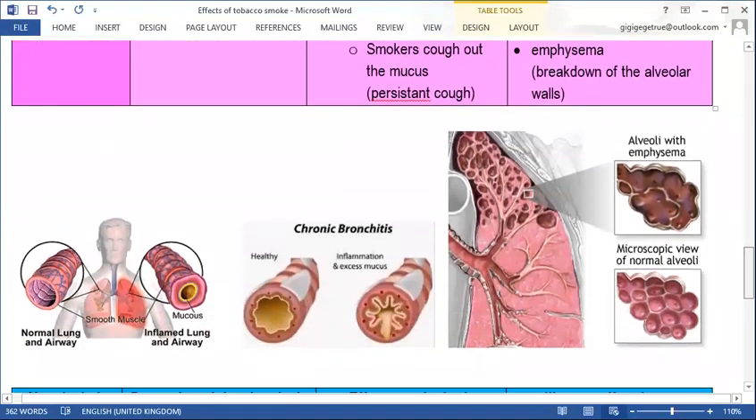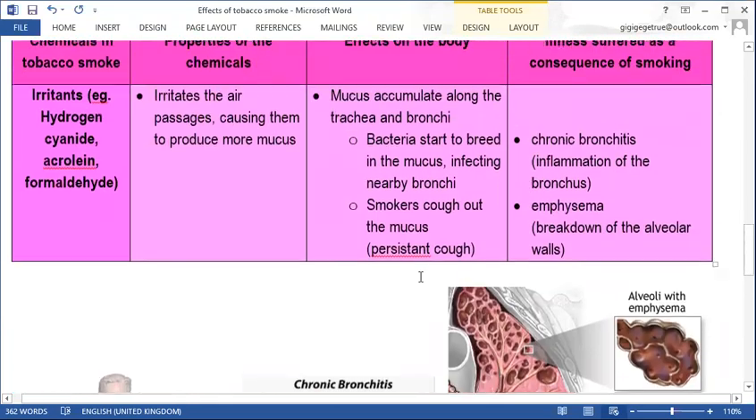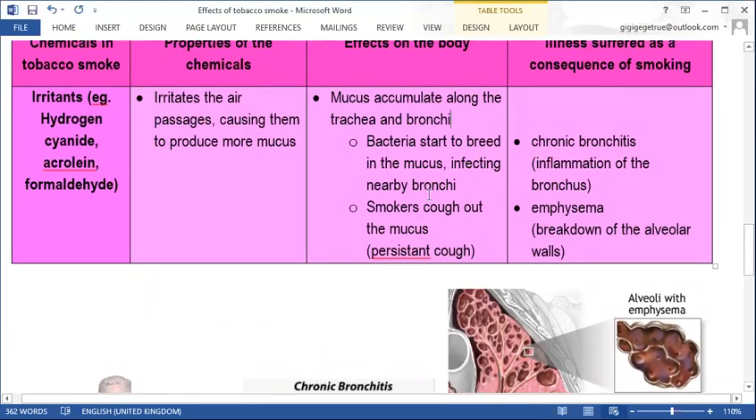So here you can take a look at this diagram. This is a normal lung and airway. If you have an inflamed lung, you can see there's a large amount of mucus accumulated here. Okay, bacteria will start to breed over in this lining, and this will cause inflammation of the airways over here. Another one you can see, this is healthy. This is a large amount of excess mucus and also inflammation. So when bacteria start to breed and infect the nearby bronchi and also trachea, chronic bronchitis will occur. Chronic bronchitis refers to the inflammation of the bronchus.